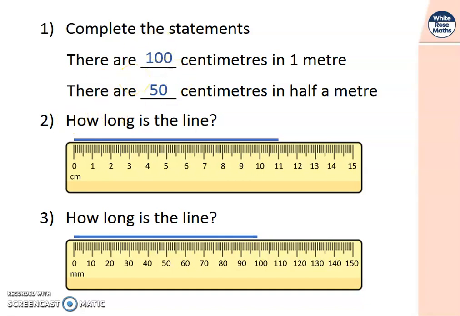Number 2, how long is the line? Link back to yesterday's learning. Yes, 11 centimetres long. A bit more of a tricky one this time. Number 3, how long is the line? Notice it stops before 100 and it's not centimetres now, it's in millimetres. How many do you go back? How many is it? Well done if you spotted that it was 90 and 8 more millimetres. 98 millimetres. Because they're so small, I will allow if you said 97 or 99.